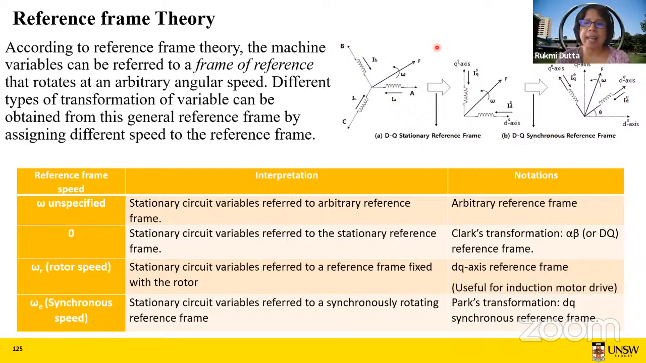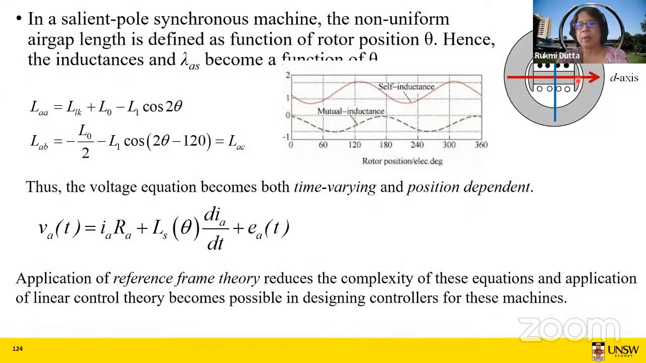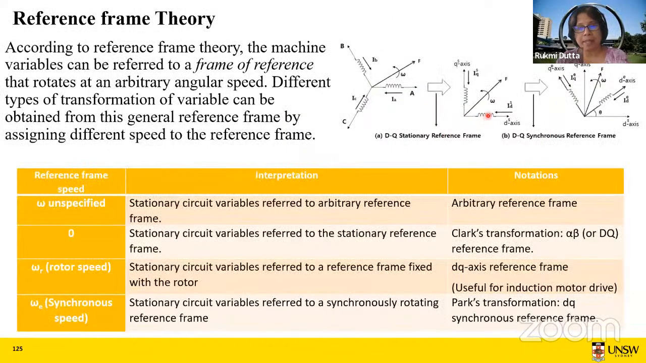When we transform it mathematically, we can imagine that instead of three windings, we now have only two windings, one along the D axis and the other along the Q axis. The D and Q axes in fact come from our salient pole machines, where we define the minimum air gap as the D axis and the interpolar part as the Q axis. So the same concept applies here.